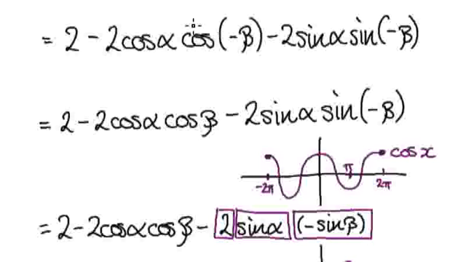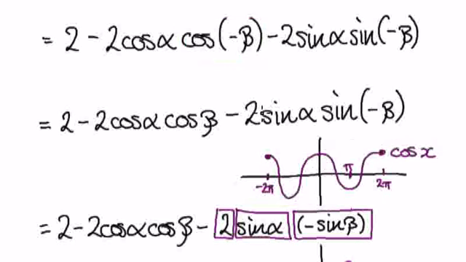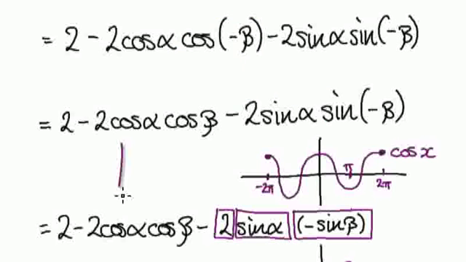Now, if you look at cos of minus beta, look at this graph here. When you draw the graph of cos of x, it will look like this. The graph of cos of x is an even function, so cos of minus beta is the same as cos of positive beta, because it's symmetrical along the y-axis.